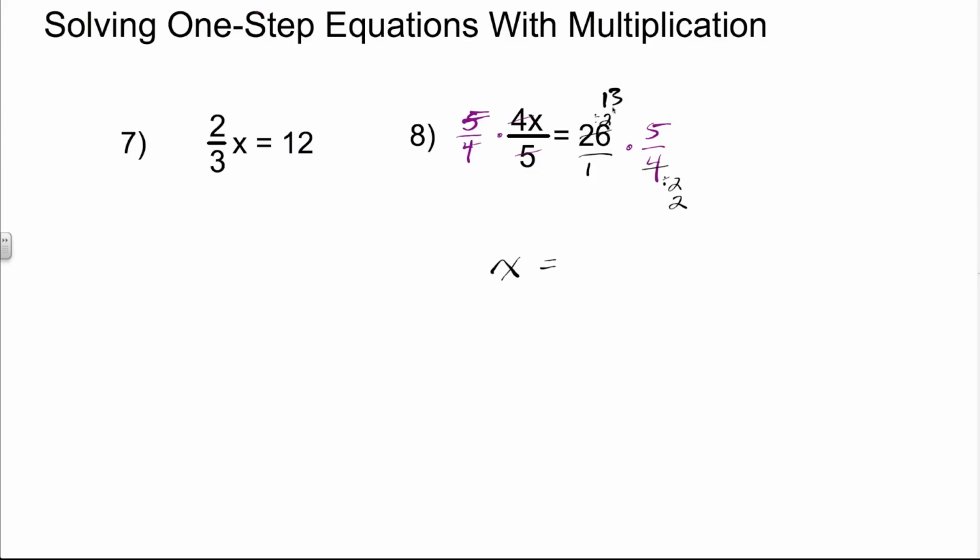So then I can multiply what's left in the numerator, 13 times 5, which gives 65. And what's left in the denominator, 1 times 2, is 2. We could leave our answer as an improper fraction, or we could change it to a mixed number. 2 goes into 6 3 times. 2 goes into 5 twice with 1 left over, so that'd be 32 and 1/2. Or as a decimal, 32.5.